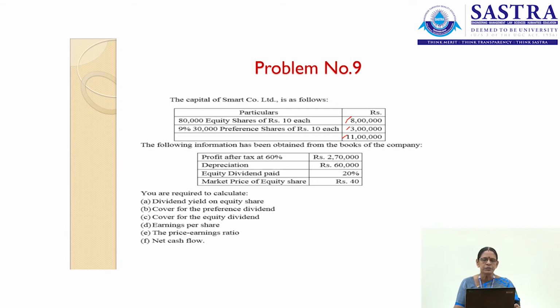The following information has been obtained from the books of the company. Profit after tax is 2,70,000, depreciation is 60,000, equity dividend paid is 20%, market price per equity share is 40 rupees. You are required to calculate dividend yield on equity share, cover for your preference dividend, cover for equity dividend, earnings per share, price earnings ratio and net cash flow for the company.